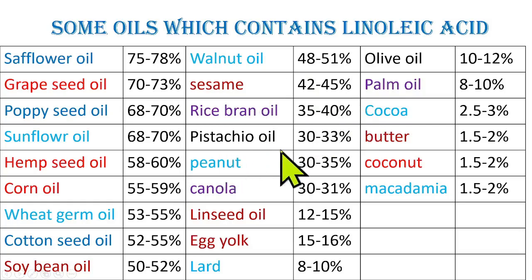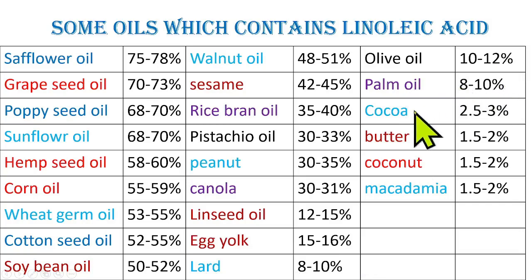In pistachio oil, it is between 30% to 33%. In peanut oil, it is between 30% to 35%. In canola also, it is between 30% to 31%. In linseed oil, it is between 12 to 15%. In egg oil, we can see it is 15% to 16%. In lard, animal fat, it is 8% to 10%. And in palm oil, it is present between 8% to 10%.